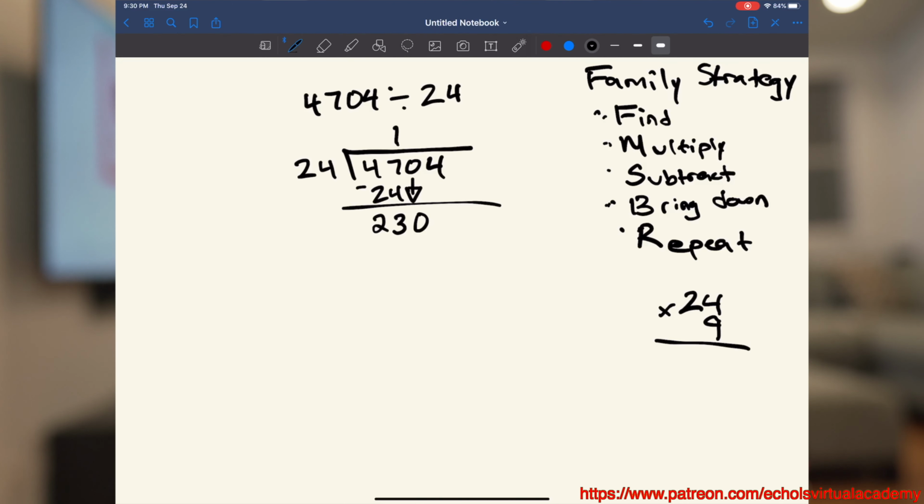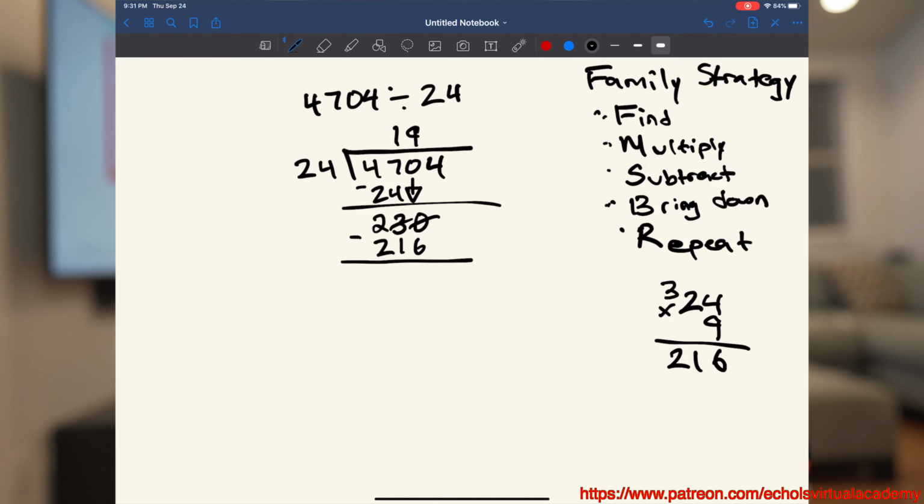4 times 9 gives us 36. We bring our 6 down and carry our 3. 2 times 9 is 18. Plus 3 is 21. So our final answer is 216. So 9 will work. So 9 times 24 is 216. Then we subtract.